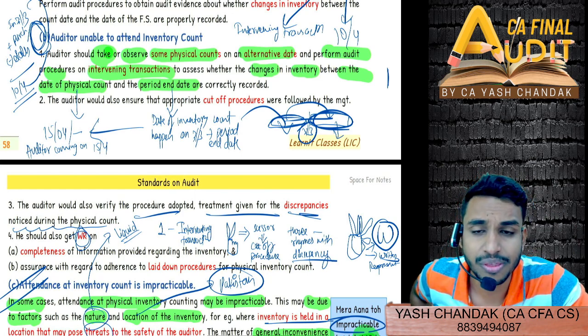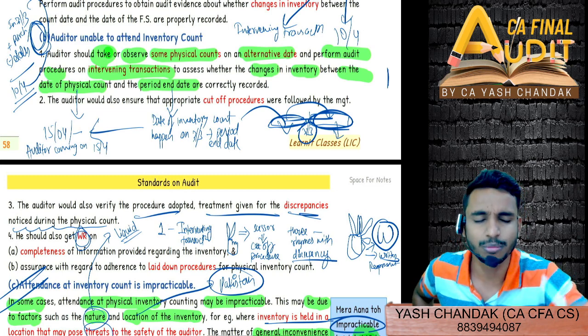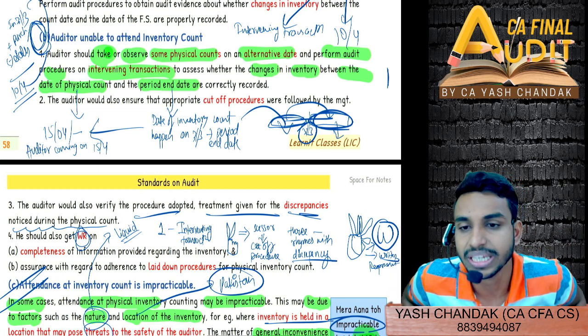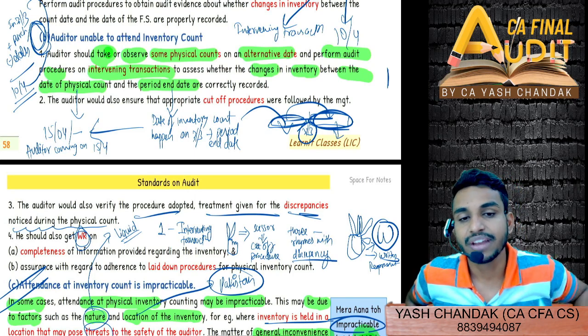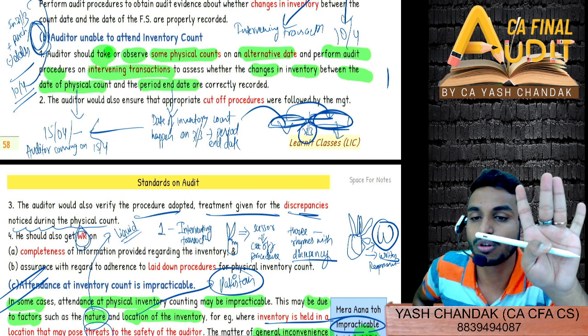Third, discrepancy. I told you that if at all there is any discrepancy from the physical counting versus the actual records in the books of accounts, then you have to accordingly treat the same. And fourth, I told you looks like W. W stands for written representation.